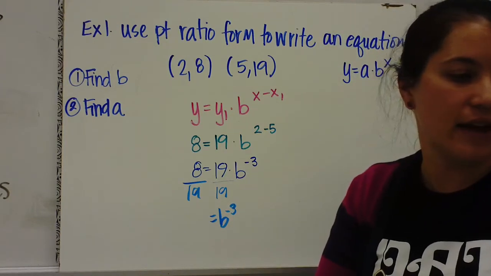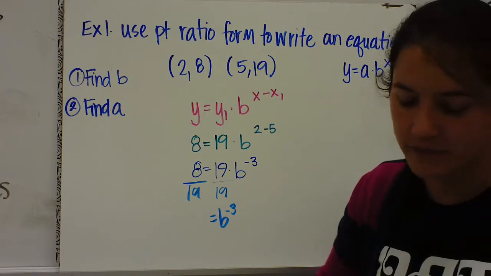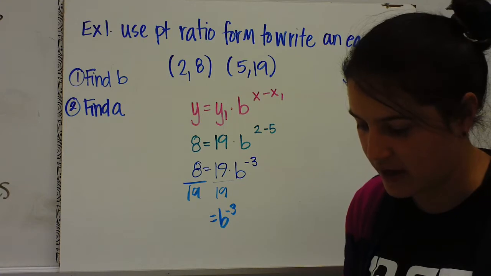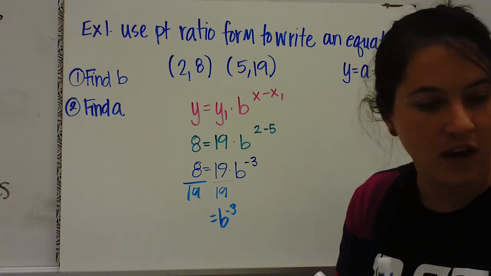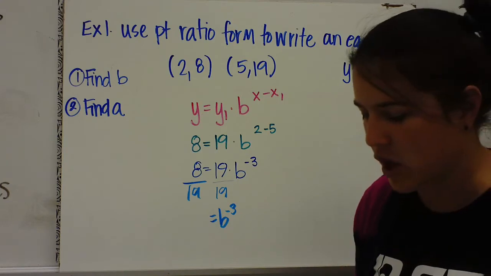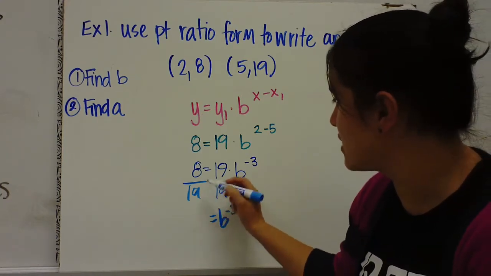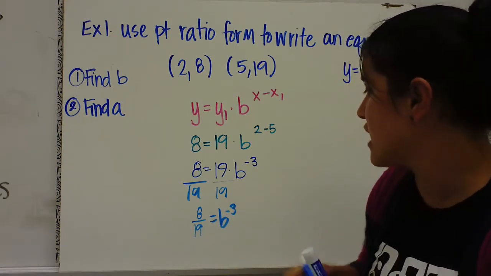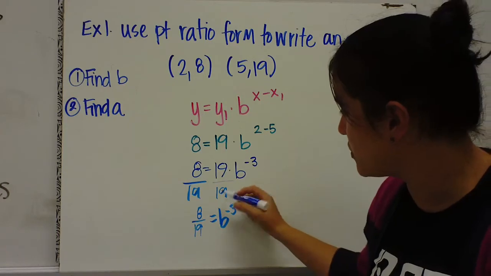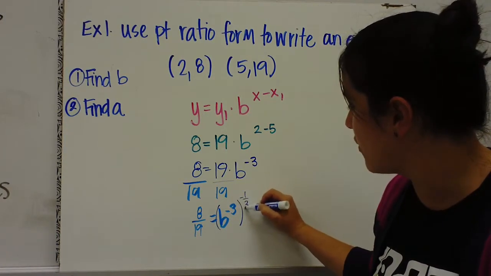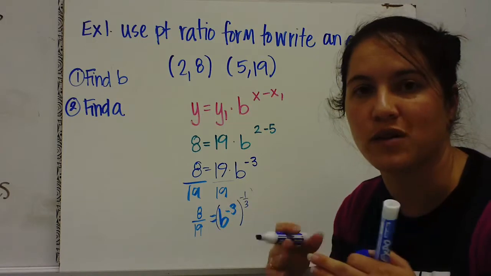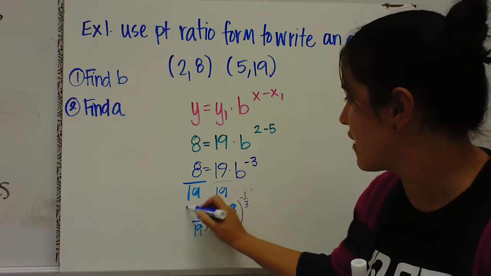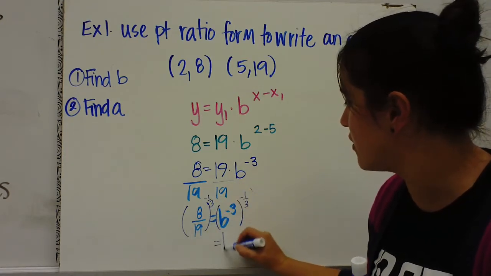8 divided by 19 is some long decimal. I think I'm just going to leave it 8 over 19 for right now. And then to undo this -3rd power, we're going to raise it to the -1/3 power, because remember, we want our exponents, when you multiply those, to be a 1. That's how you're going to solve this. You want an exponent of 1. I have to raise this to the -1/3 power.